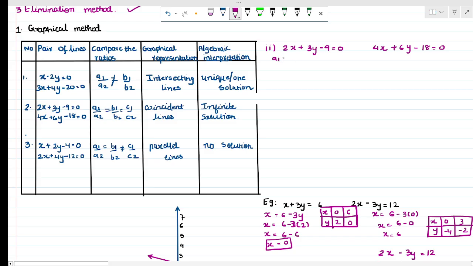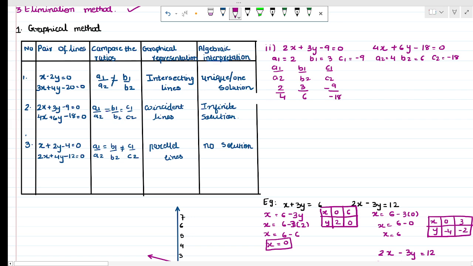A1, what is my A1 for this case? It's 2. What is my B1? My B1 is positive 3. My C1 is negative 9. In the same way, A2 is equal to 4, B2 is equal to 6, and C2 is equal to minus 18. Now put it in the upon form. That means A1 upon A2, B1 upon B2, and C1 upon C2. Write it in this format: 2 upon 4, 3 upon 6, and minus 9 upon minus 18.